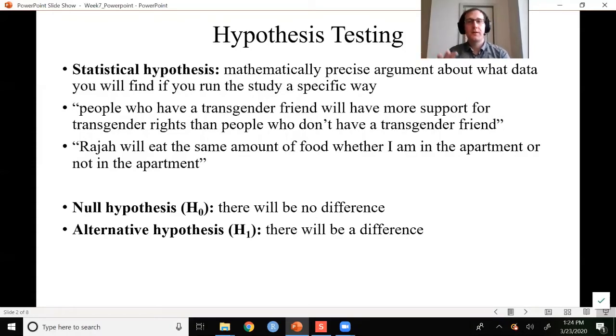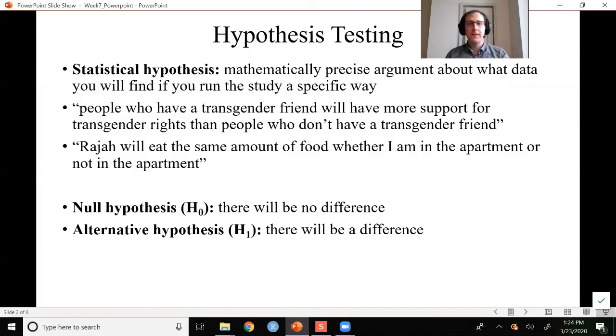This breaks down into two different types of hypotheses, a null hypothesis and an alternative hypothesis. So for any hypothesis testing that you do, you're going to want to specify both a null hypothesis and an alternative hypothesis. If we look at our examples here, we could think about whether these seem to be a null hypothesis, that there's no difference, or an alternative hypothesis, that there will be a difference.